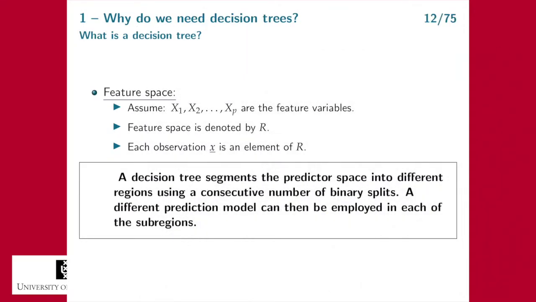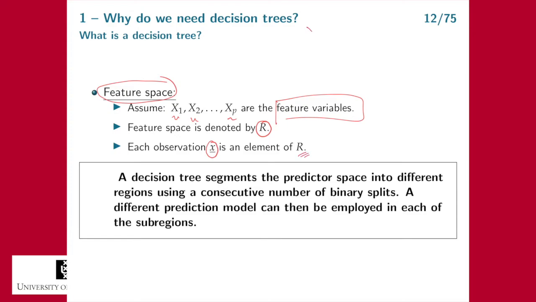Alright, so that was the illustration to show you why we need decision trees, because we want to model these non-linear patterns. So let's now have a look at what exactly a decision tree is. So we assume that we have a feature space where we have x1, x2, up to xp, your feature variables. And the feature space is denoted by R. So R is a set such that each observation that is possible belongs to the set R.